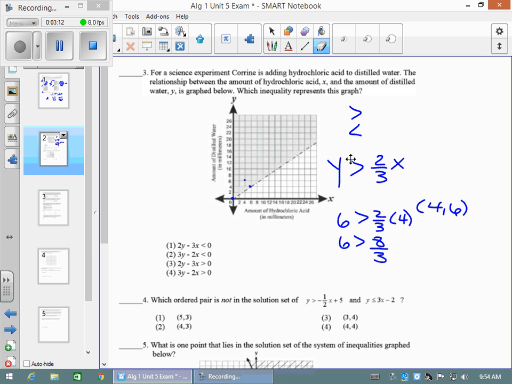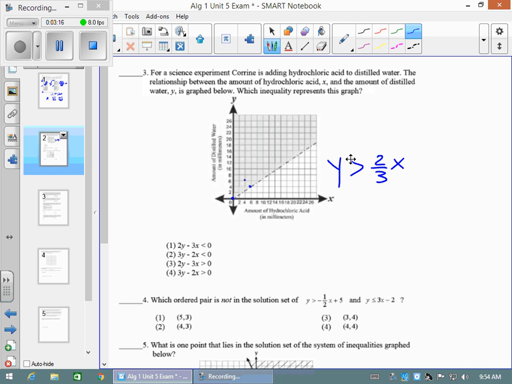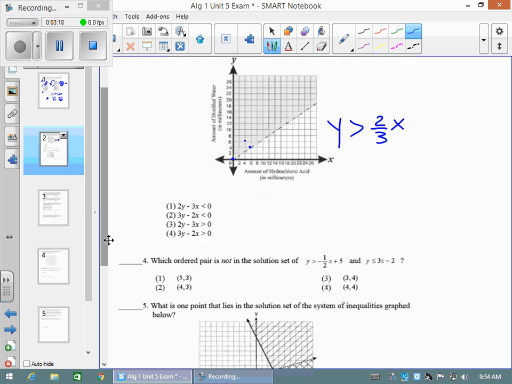So now I know exactly what inequality is graphed, and now I need to look at my 4 choices and determine which of these 4 choices simplifies to be y is greater than 2/3 x. So I'm going to start with choice 1. I'm going to isolate y, so I get 2y is less than 3x by adding the 3x over. Divide by 2, I get y is less than 3 over 2x. And I'm looking for y is greater than 2/3 x, so that's incorrect.